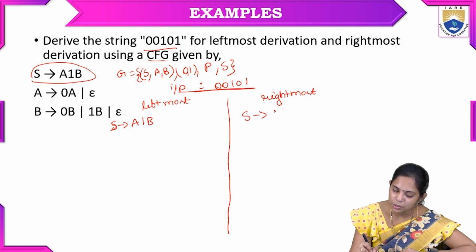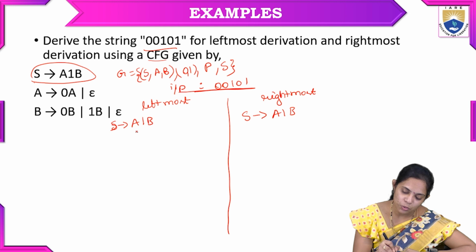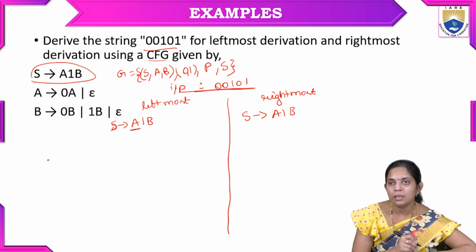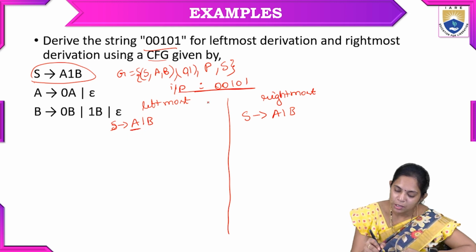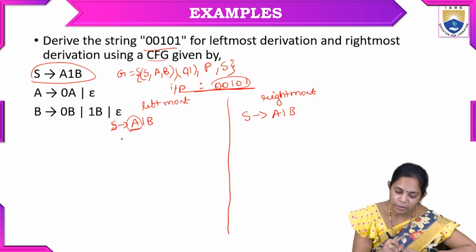And S tends to A, 1, B. And here the leftmost derivation. So in the leftmost derivation we have to substitute the leftmost non-terminal. So leftmost non-terminal is A. So what is our input string? It is 0, 0, 1, 0, 1. So with the non-terminal A, what is the production rule? We have only 0A and epsilon. So we will substitute A tends to 0A.